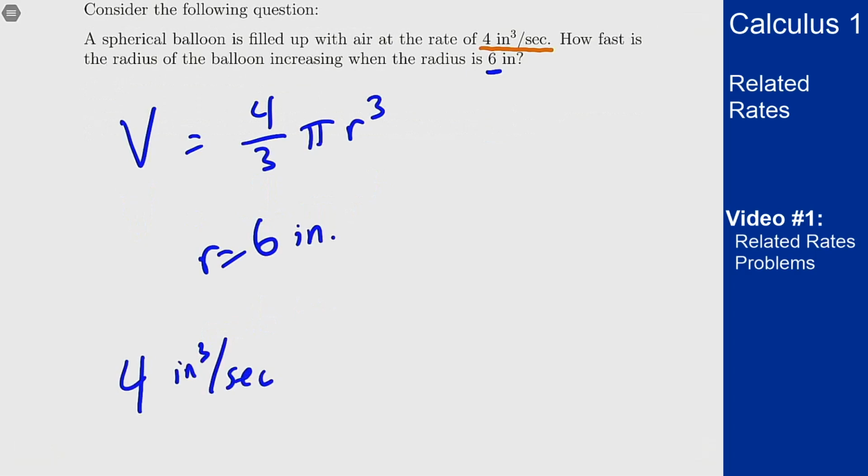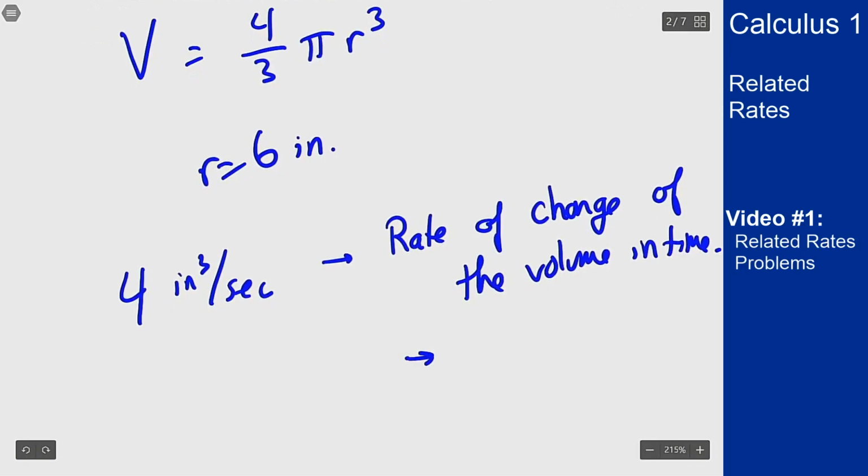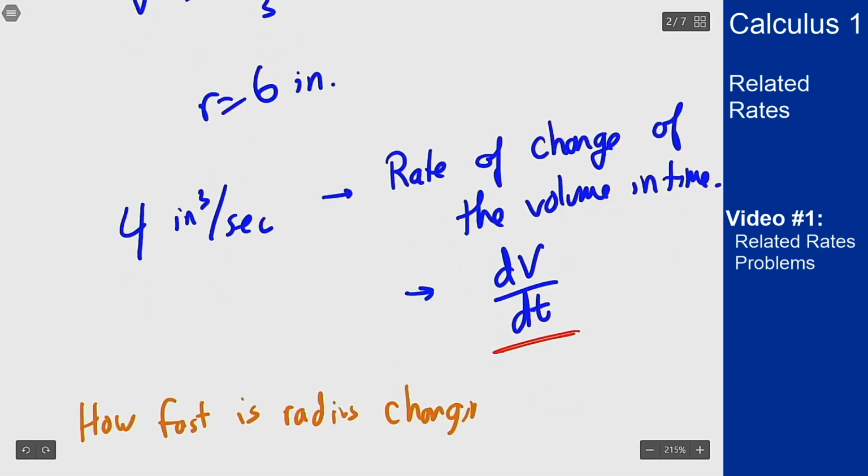So what is that? Well, that's the rate at which air is being pumped into the balloon, or particularly, that's the rate at which the volume of the balloon is changing. That's how fast the size in terms of volume is growing. And so really, that's a derivative. That is the rate of change of volume. That is the derivative dV/dt, where we're thinking the volume is a function of time, and how fast it's growing over time. Now what the problem's asking us for is how fast the radius is changing.